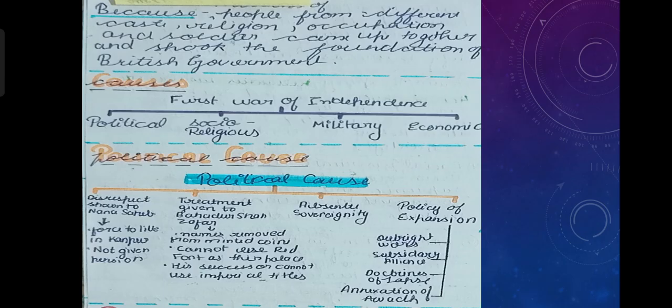There were certain causes. If we talk about the causes, there were four main causes, which we call political, socio-religious, military, and economic. But when we come to the further part, people usually get confused in political causes. In political causes, we have different sub-causes too, like the policy of expansion. Then there comes disrespect shown to Bahadur Shah, treatment of Nana Saheb, absentee sovereignty, and many more.